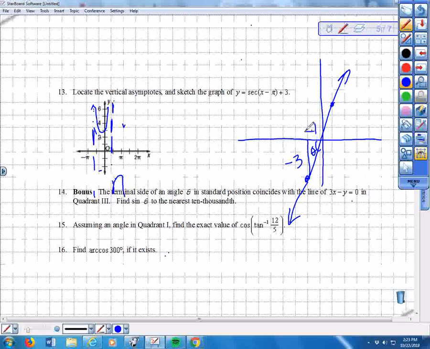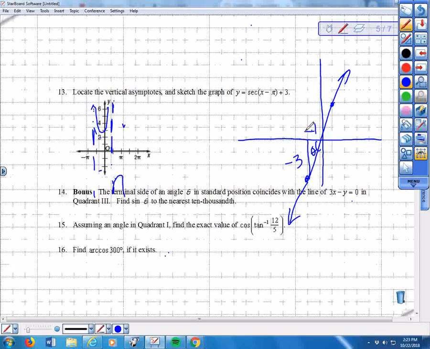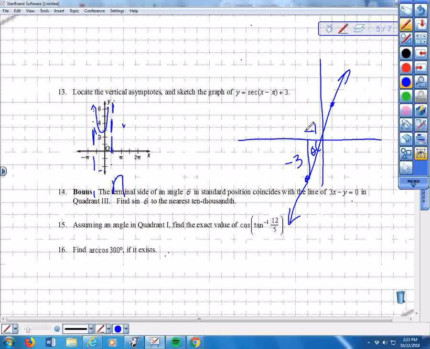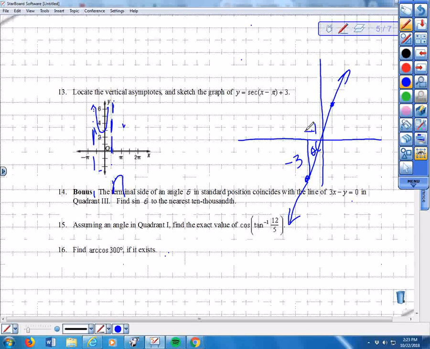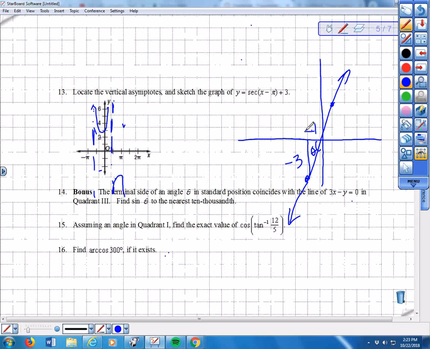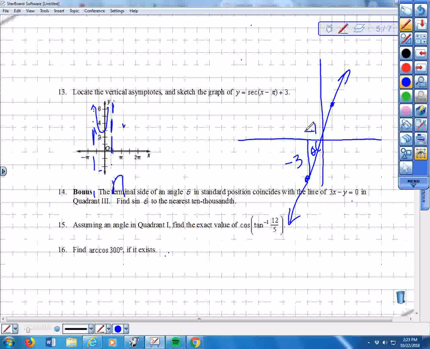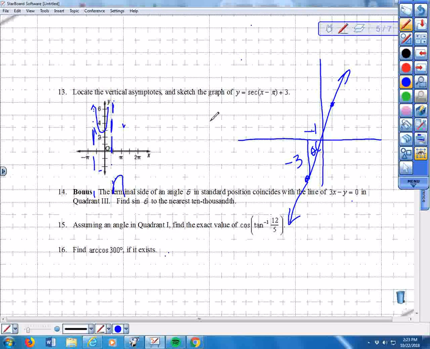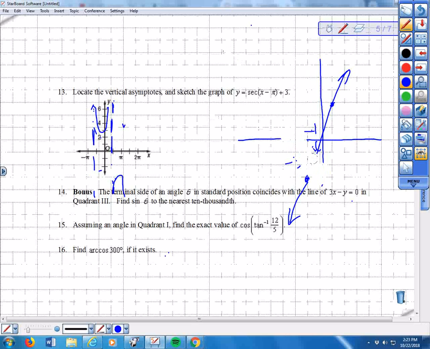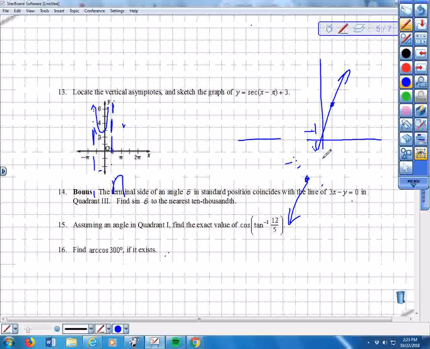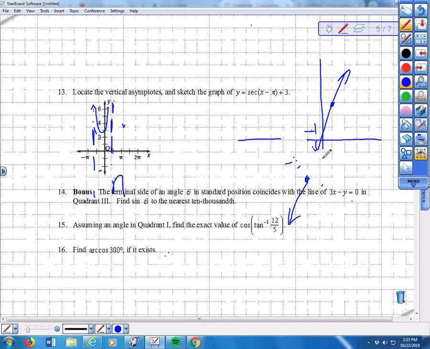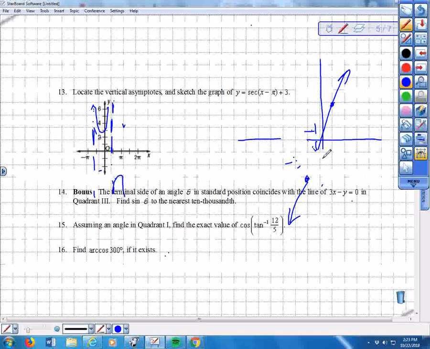And it wants sine. What's the sign of sine in the third quadrant? Negative. So I know my answer is going to be negative. And I need to find the hypotenuse. It looks like the square root of 10. So it'd be negative 3 over the square root of 10. And then you could rationalize: negative 3 square root of 10 over 10 would be your final answer.